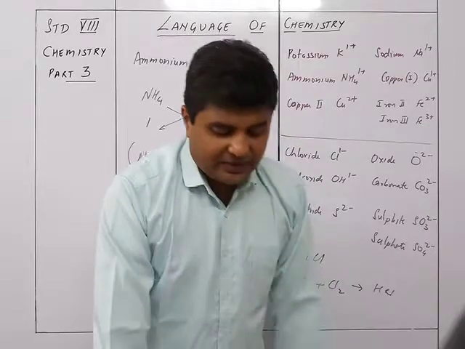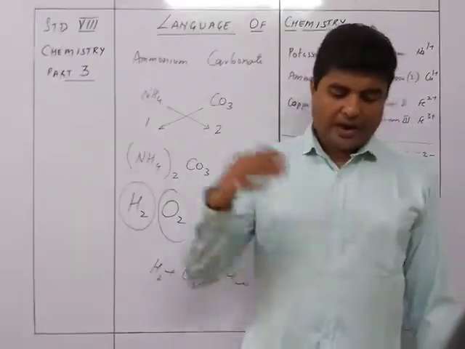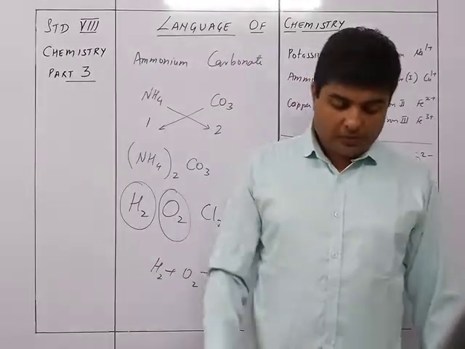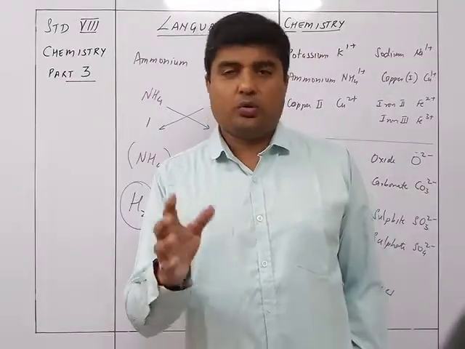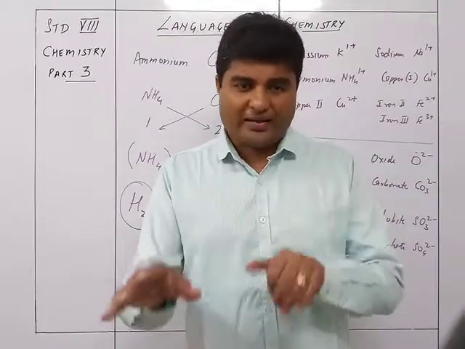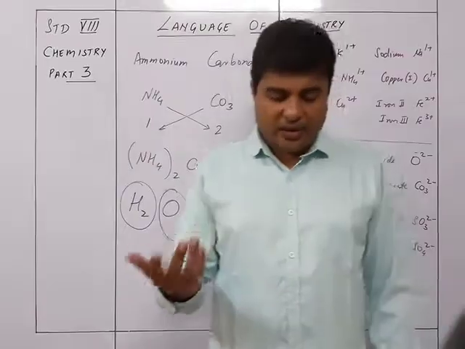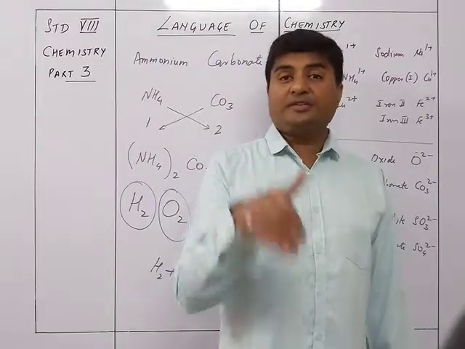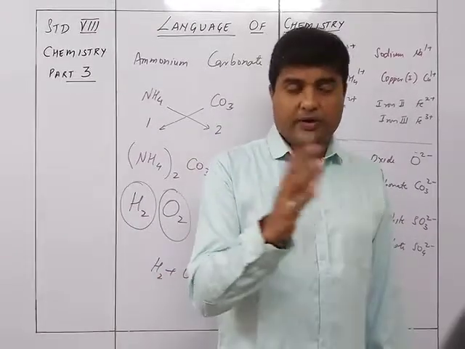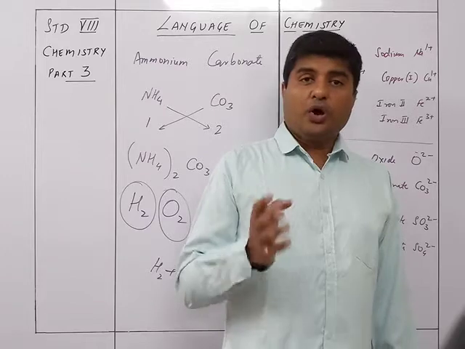Now writing the formula of compounds of metals of variable valency. Cu and O will be Cu2O. If it is Cu2 and O2, then it will be CuO only because the 2s cancel, CuO. If Cu has valency 1 with Cl, then it will be just CuCl. If Cu has valency 2, then it will be CuCl2. So depending upon the variable valency, you will have different compounds of copper and chlorine.